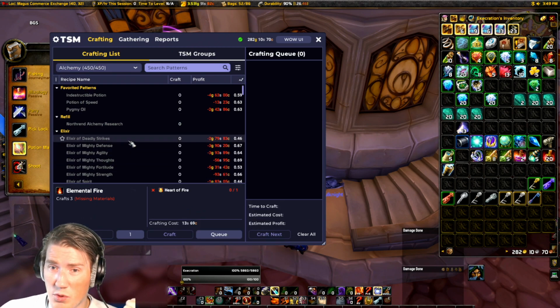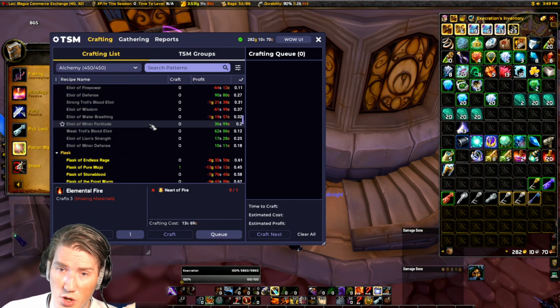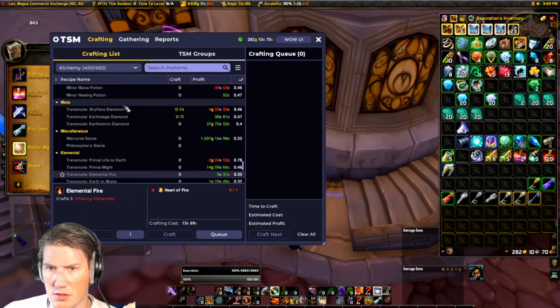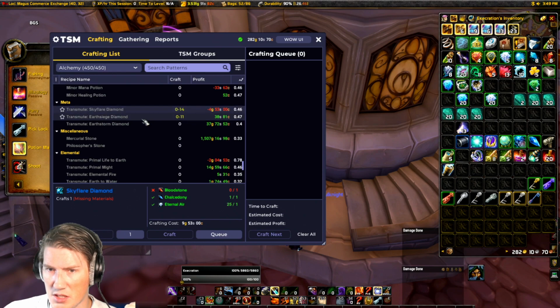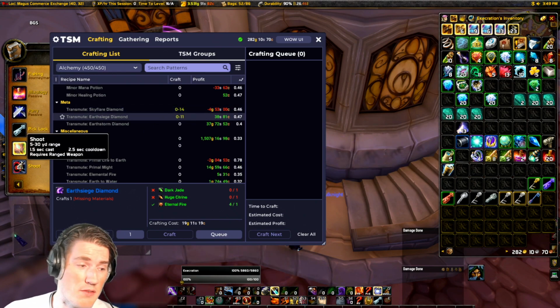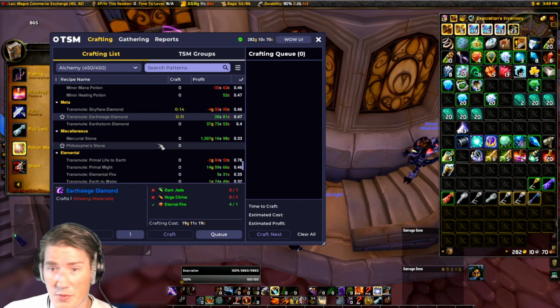And then in addition to that, we're going to include the transmutes for the two metagems. I don't think I've actually trained them on my alchemist. Oh, I have them here. I have one, Earth Siege and Skyflare. We're going to include these two as well. They don't have a cooldown. You can craft as many of those as you want.